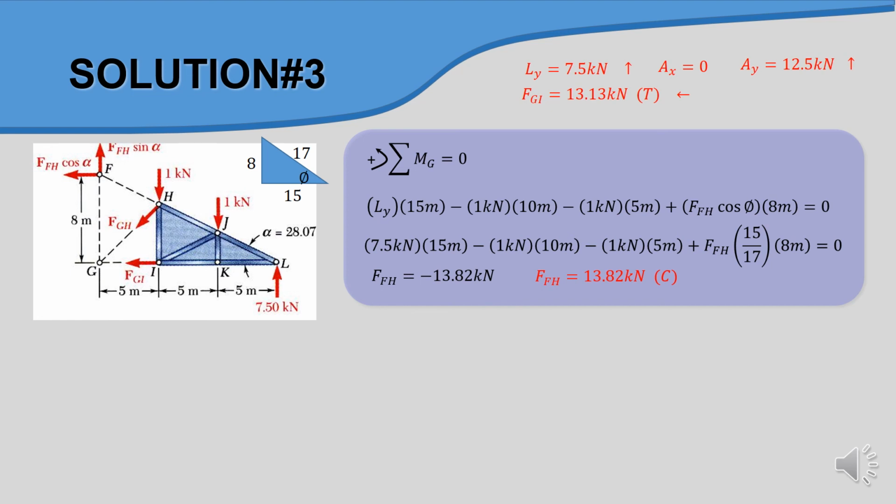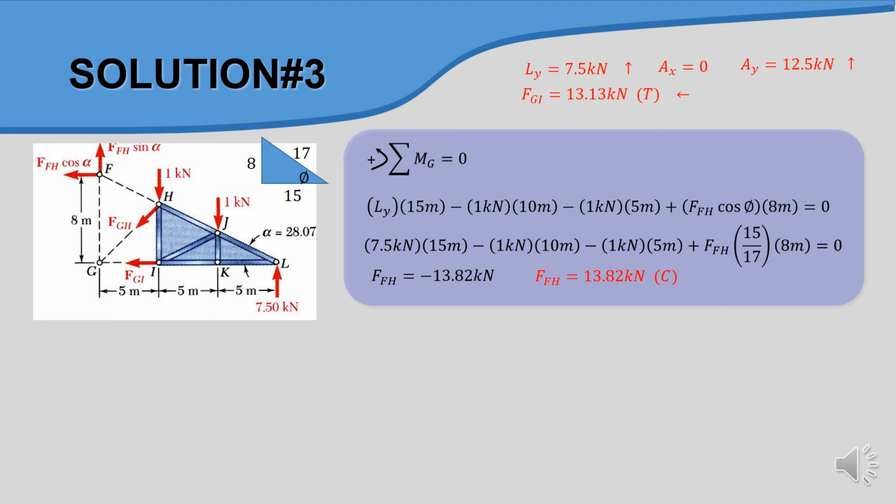In this case, there are 4 forces involved: from the LY, and then from the 1 kilonewton at distances of 5 and 10, and also we have the X component of FH. The X component of FH, which is at point G, is a distance of 8 meters, so you can also use 8 meters.